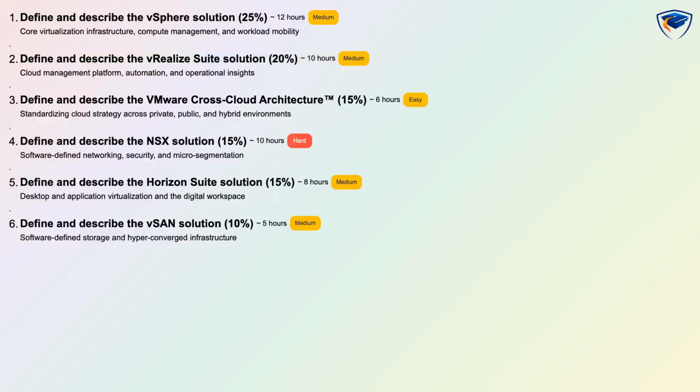Overview of the VCP-DAV exam shows 6 domains with exact weightings. Define and describe the vSphere solution at 25%, vRealize suite at 20%, VMware cross-cloud architecture at 15%, NSX at 15%, Horizon Suite at 15%, and SAN at 10%.